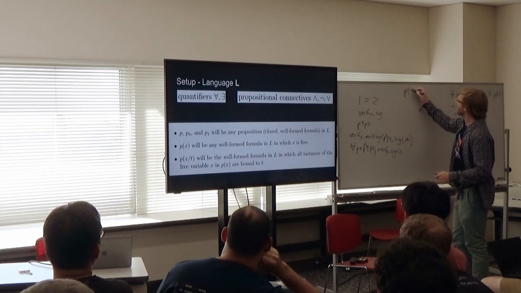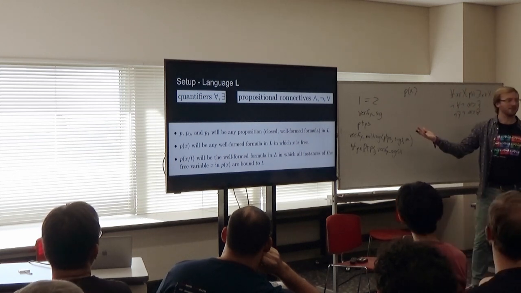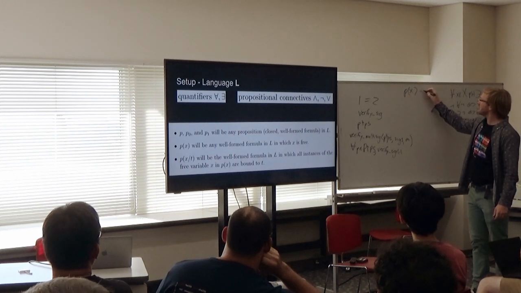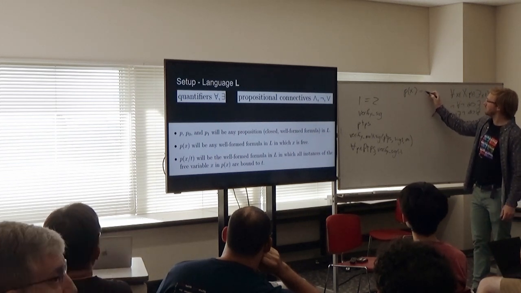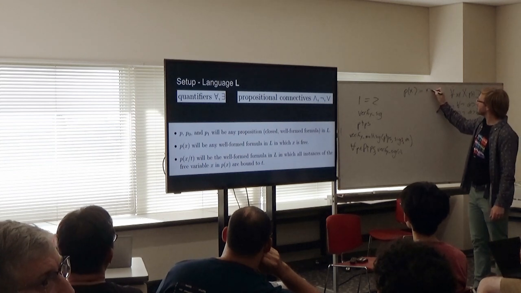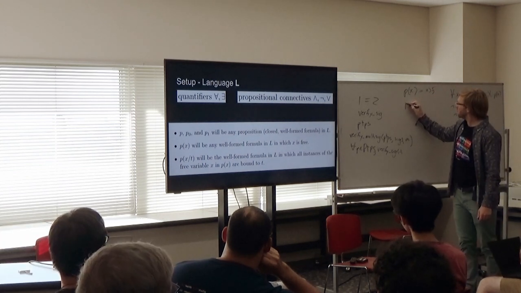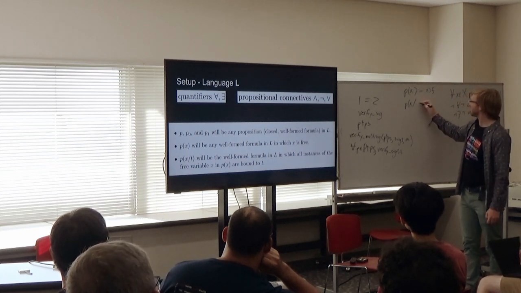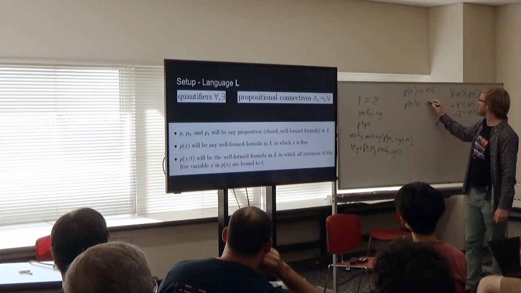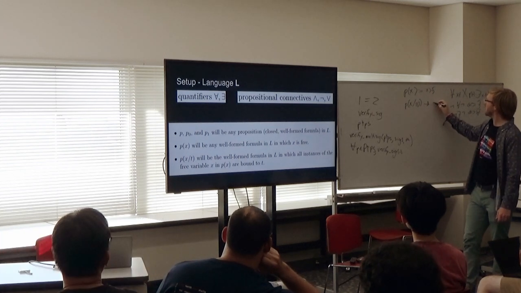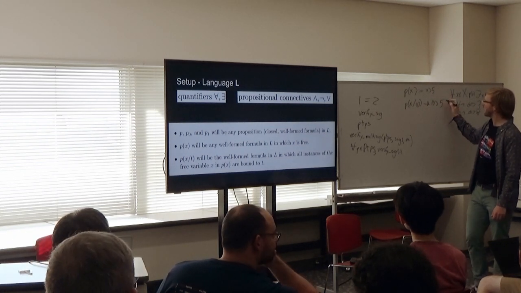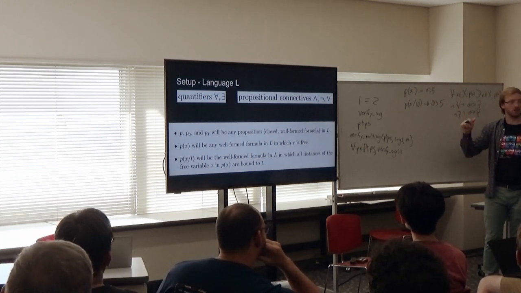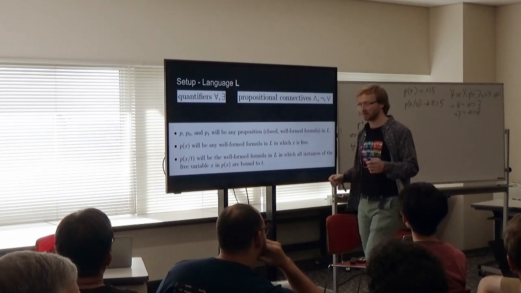So P of x, can you read that? Maybe that's the same exact size. You can read that? Okay, so we've got some P of x. Let's say we define P of x as x greater than 5. Then P of x slash 10 would be equivalent to 10 greater than 5. So x is free here, and now 10 has been substituted for x. Good. Excellent.